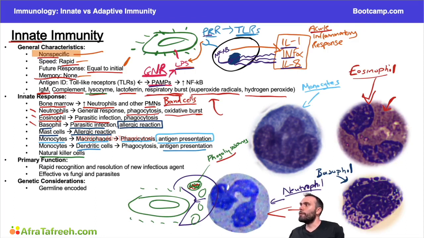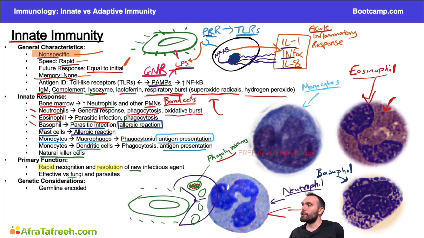But again, all of this is part of your innate response and checks a lot of the boxes that you see up here. So just to recap, the primary function here is rapid. That's important. It's a very rapid recognition and hopefully a resolution of some new infectious agent. Now, when I say new here, it doesn't mean that we weren't previously exposed to that infectious agent. It just means that it hasn't been around for a long time. It's not a chronic infection. It's something that we were just exposed to, and now we're rapidly recognizing it and then attempting resolution of that infection.